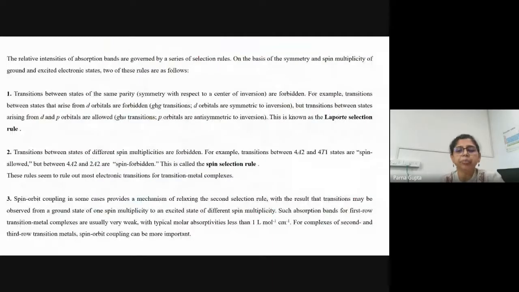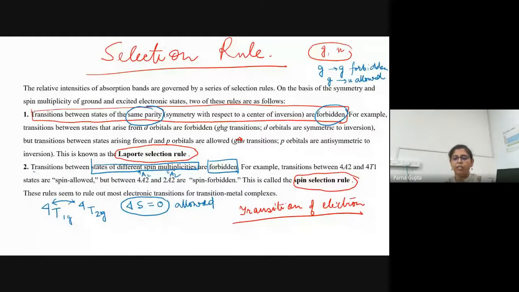The next point is a very practical thing. So what happens? If you just look at the Laporte selection rule, then you see that in d orbitals, T2g and Eg both of them are of g parity. So if both of them are g parity, then g to g transitions are forbidden. So in that case, all d-d transitions are forbidden. So if all d-d transitions are forbidden, then the compound should not be colored at all.